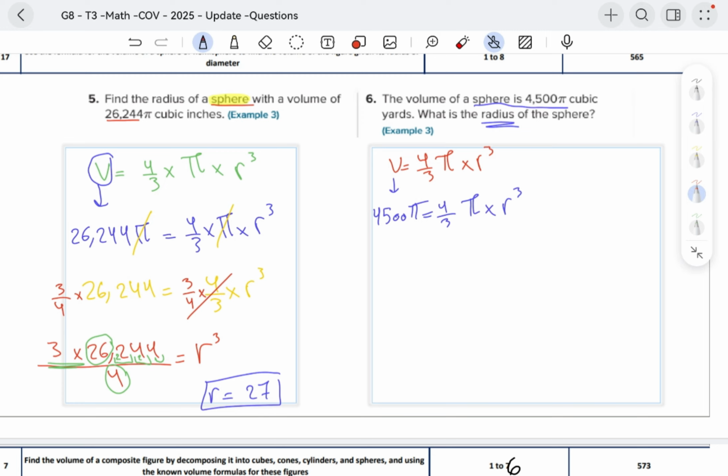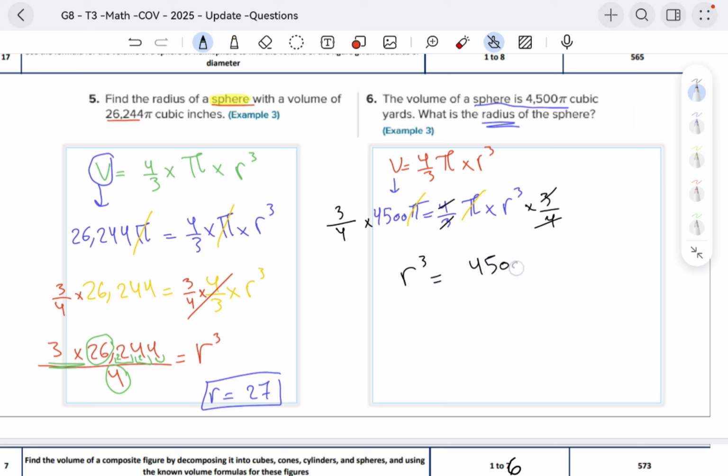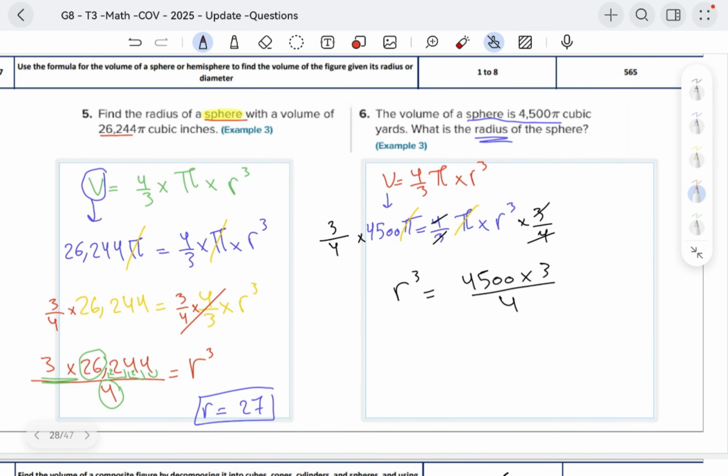Now simplify by taking out pi from both sides and multiply by the reciprocal to get rid of the fraction. We're going to multiply by 3 out of 4, and here also we're going to multiply by 3 out of 4. So the radius cubed is equal to 4,500 times 3 and divided by 4. What I'm going to do, first I will divide and then I will multiply by 3.